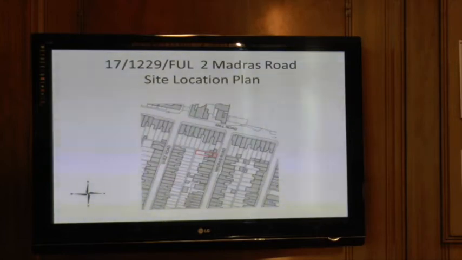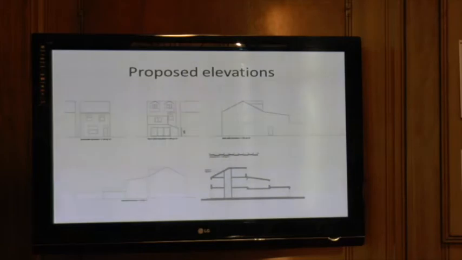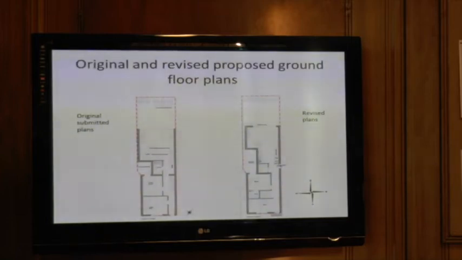So the site lies on the northeastern side of Madras Road near the junction with Mill Road, and the applicant seeks full planning permission for the erection of a ground floor and first floor rear extension and a loft extension incorporating rear dormers. The application has been amended since submission. Partially, the amendment was to address concerns in relation to the impact on the neighbour at number 4.